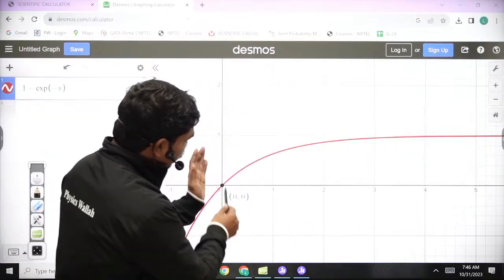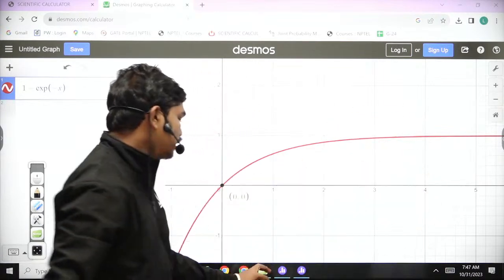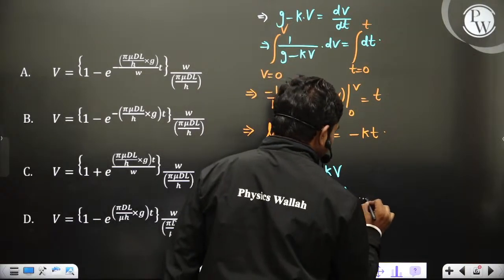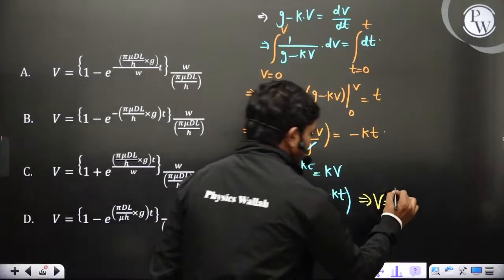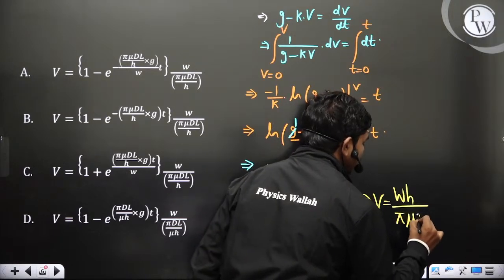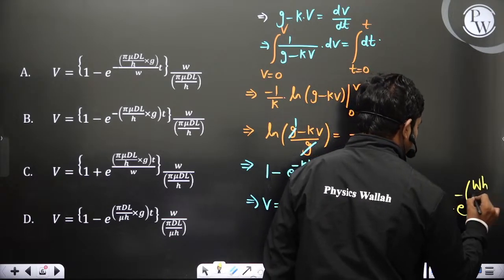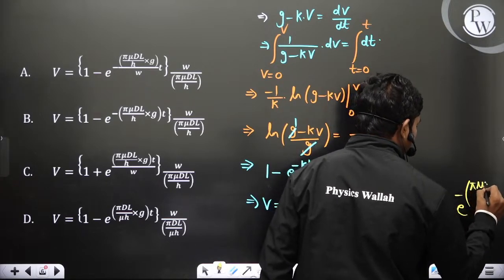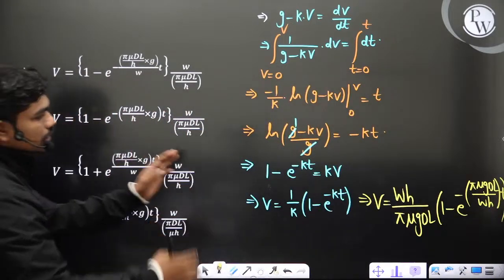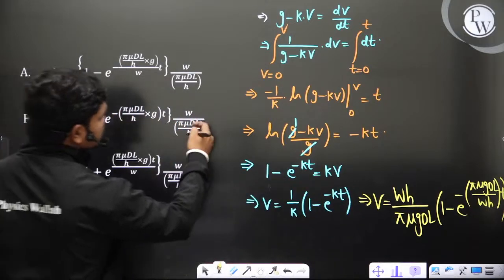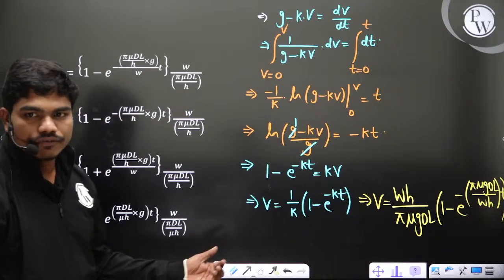Starting from 0, if this is velocity and this is time, then the velocity keeps increasing, and there comes a particular saturation at some particular time. And what is k? From our assumption, we have fixed this constant as k. So 1 by k is WH by pi mu g dl, into 1 minus e power minus kt again. So k is actually pi mu g dl by WH, into time. That's it. So this is how we have the equation if you substitute. If you take this term constant, you can see this h is actually in the denominator, so one of these equations will fit.